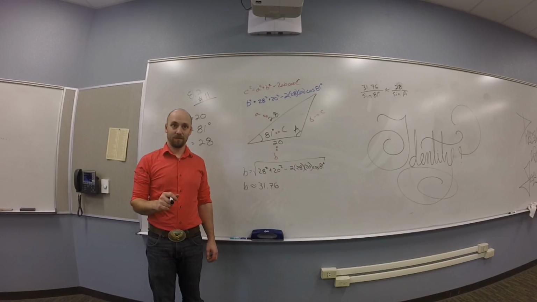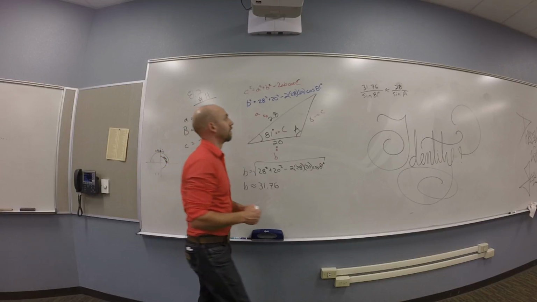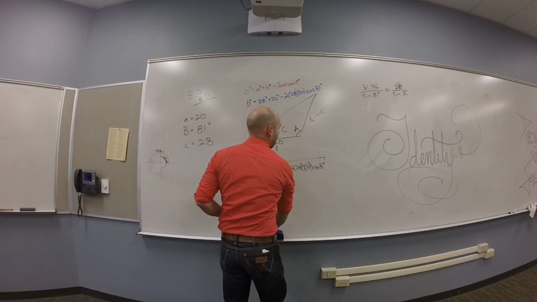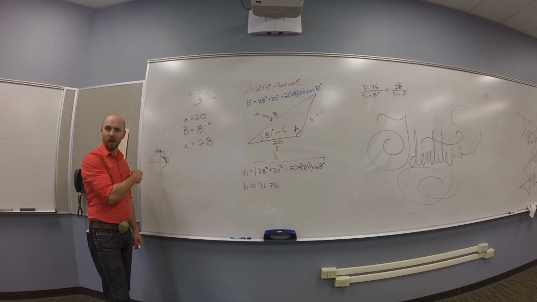Now solve for A, or sine of A rather. Cross multiply and divide by 31.76.